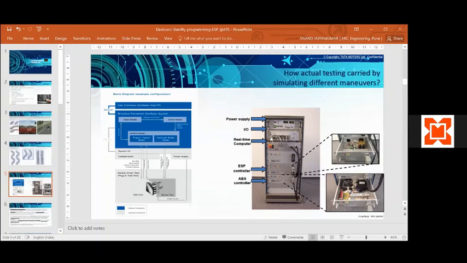And these photographs show a typical hardware-in-the-loop test facility, where you find a real-time computer and the controller mounted on a test bench, along with an input-output module and a power supply module. Put together, it's a compact hardware-in-the-loop facility where we can do the simulation of the ESP.